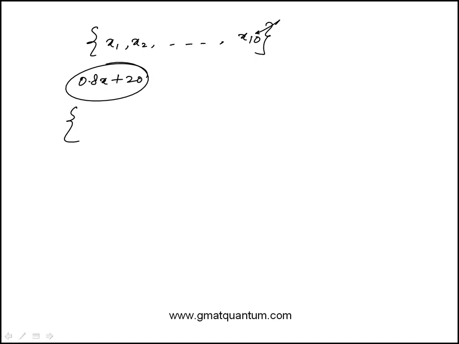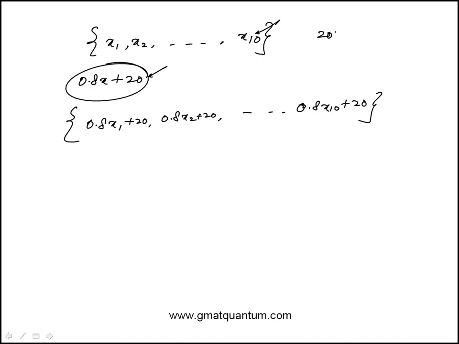So here the way I'm going to do this problem is to just consider a list of scores, x1 through x10. And again, I'm just arbitrarily using 10. It could be any number. And we're told that scores are going to be adjusted by this formula, 0.8x plus 20, which means that each quantity in this new list would be 0.8x1 plus 20, 0.8x2 plus 20, and so forth. And the question is, what happens to the standard deviation once you do this adjustment?